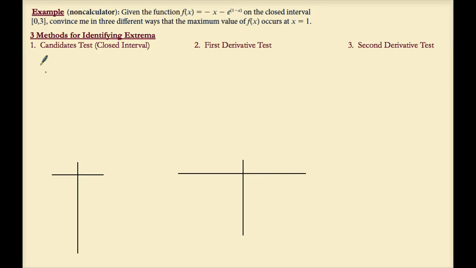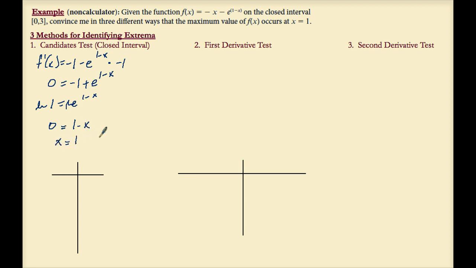We'll start with finding the first derivative. F prime of x is equal to negative 1 minus e to the 1 minus x times negative 1. This will be negative 1 plus e to the 1 minus x. Setting this equal to 0 gives us 1 equals e to the 1 minus x, and when we take the natural log of both sides, we get 0 equals 1 minus x, which means x is equal to 1, our critical number.